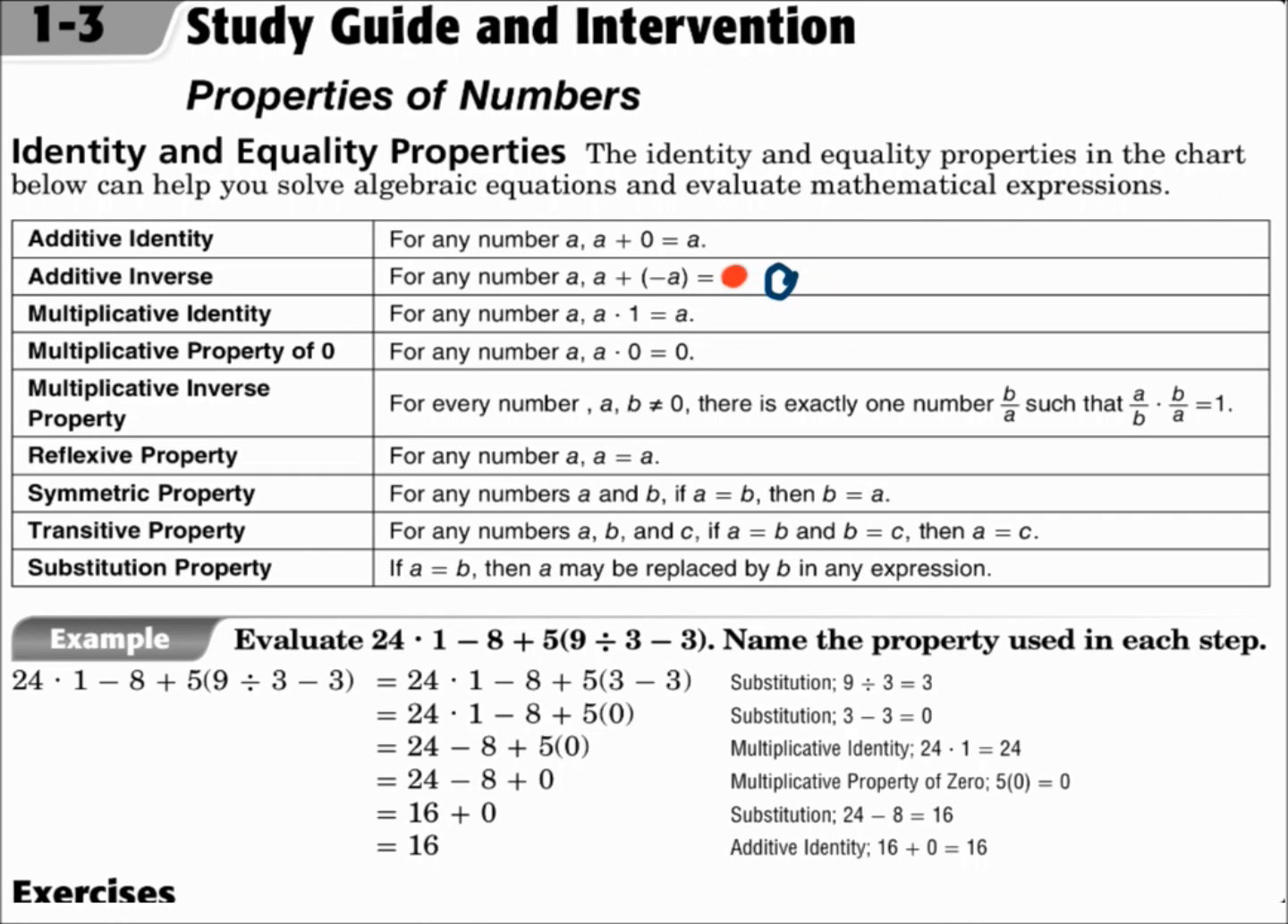Multiplicative inverse property. For every number a and b where b is not 0, there is exactly one number b over a such that a over b times b over a equals 1. 2/3 times 3/2 equals 1. When you multiply a number by its reciprocal, the answer is 1.